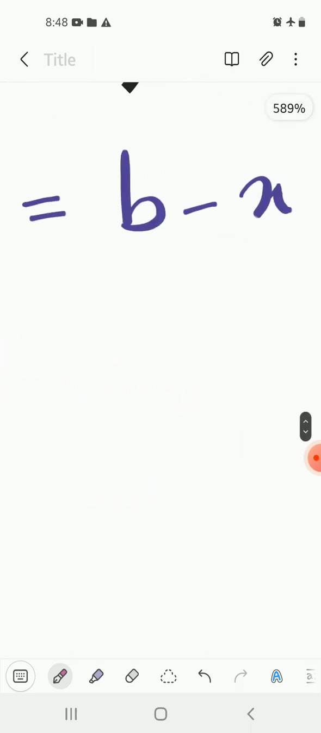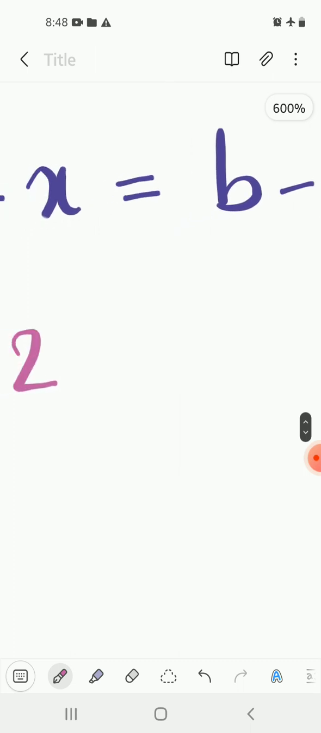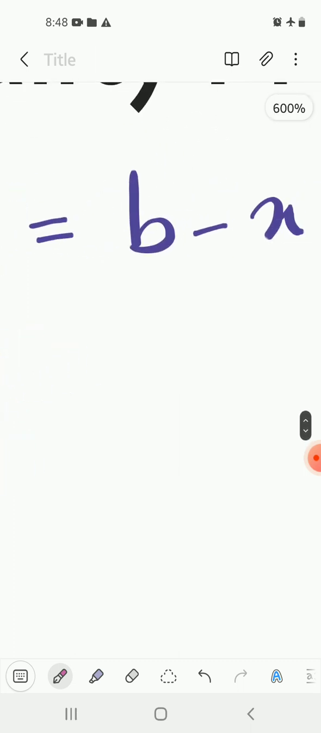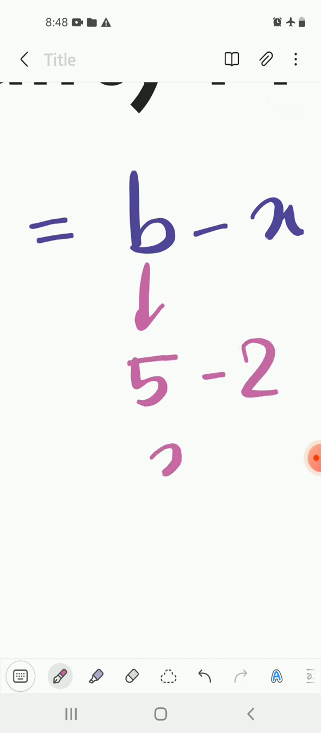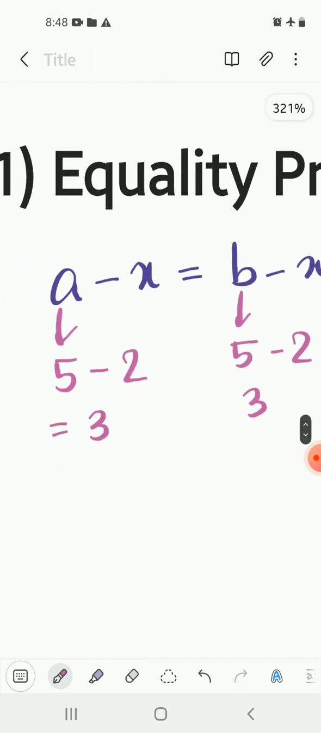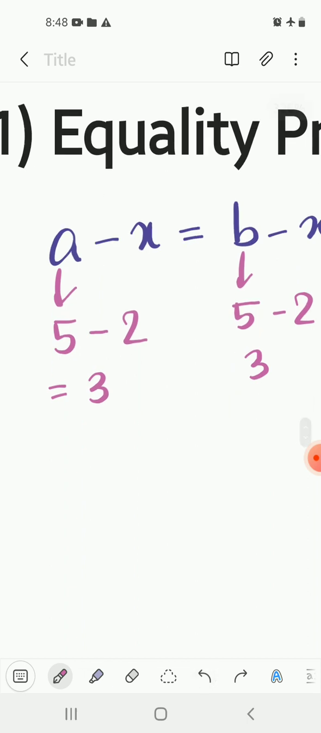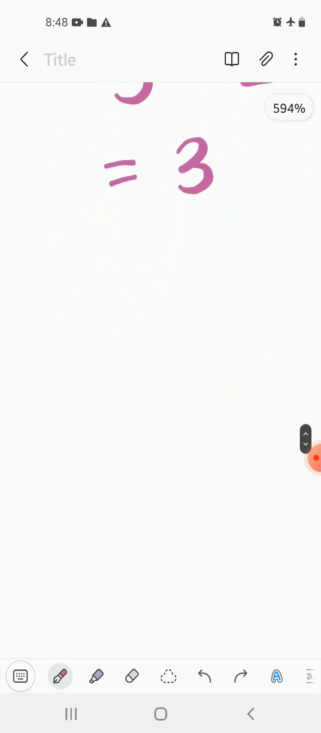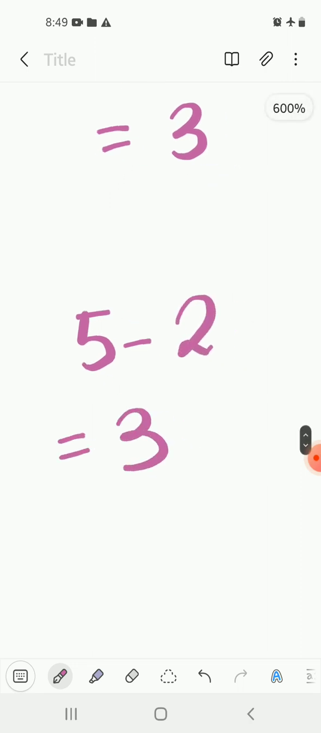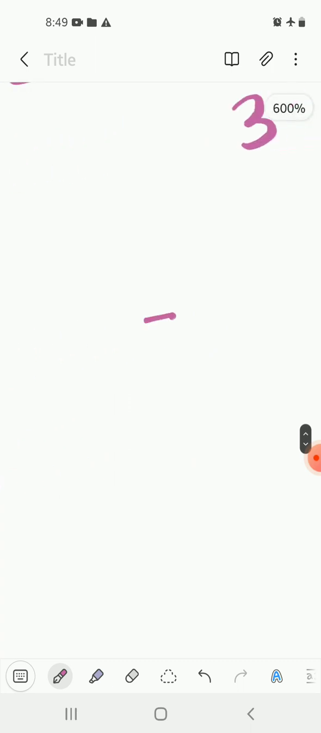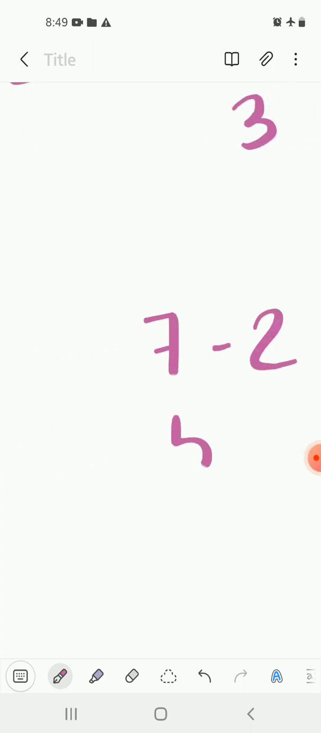Here, in case of b minus x as well, if the number remains the same, that is 5 and this was 2, the answer that we get is 3. So you can see, if we subtract equal numbers from equal numbers, the answer is the same. And also another thing, that is, if you subtract a number like 5 minus 2, I have taken, so the answer is 3. If I take another example like 7 minus 2, the answer is 5.